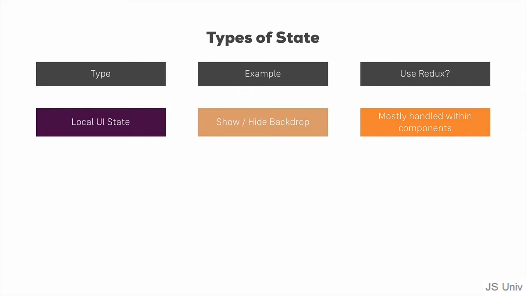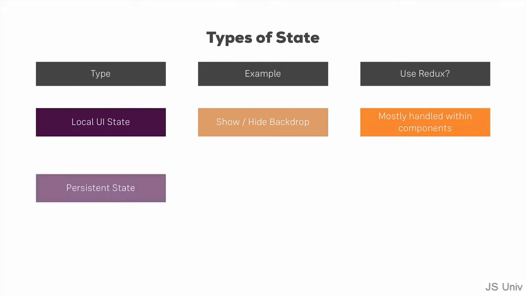That being said, you can use Redux for that. You can have a show modal property in your global state, dispatch an action to set it to true, and dispatch an action to set it to false, then connect your component and listen to that property to conditionally render a modal or not. But that might be overkill. Oftentimes, you can handle that within your components, just as we did it before.